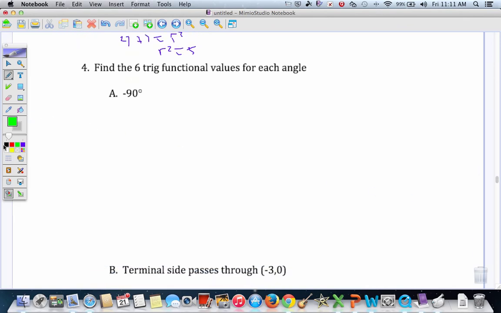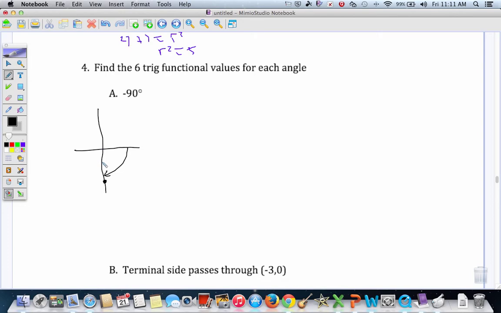Couple of special situations here in number 4. 4a says to find it for negative 90 degrees. I am going to go ahead and sketch this one. Negative 90 degrees would be the angle from here to here. So I don't have essentially a terminal side. I have a quadrantal angle. So my terminal side is right here.